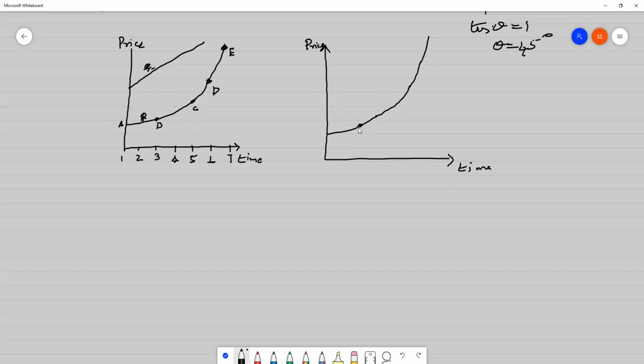I take some day, say some time t. At some time t, the price of rice is some function of time. The price of rice depends upon time here. So this is some function of time, and P of t is nothing but the price value at that time.